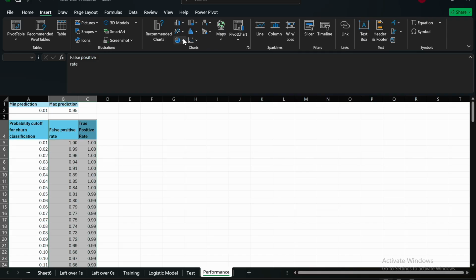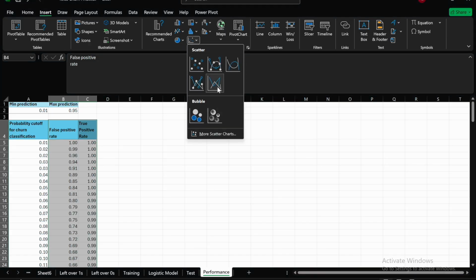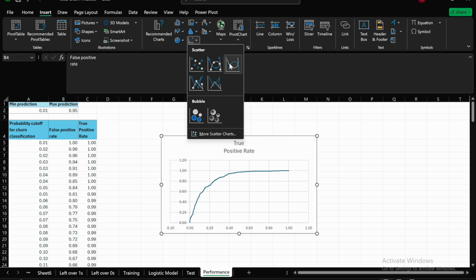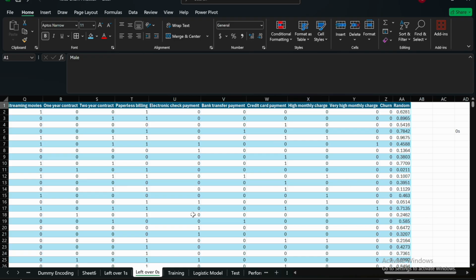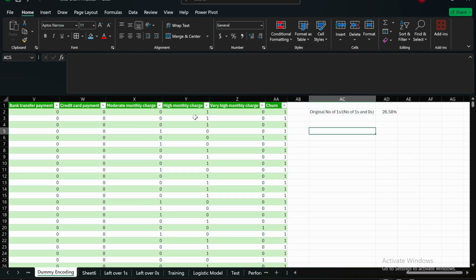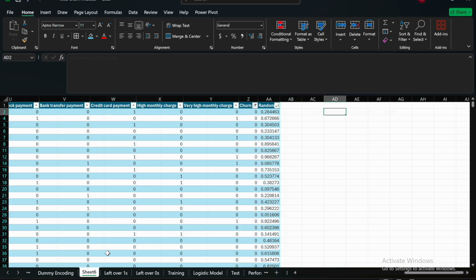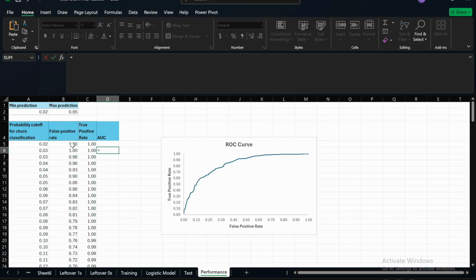Next step, we need to make the ROC curve. So we insert a scatter with smooth lines, and fortunately the area is greater than 50%, as you can see. The problem here was that I missed the moderate monthly churn. I did dummy encode it, but I did not include it for some reason. While copy pasting, it went away. So the things had to be changed. The data set was scrambled and I did it again.